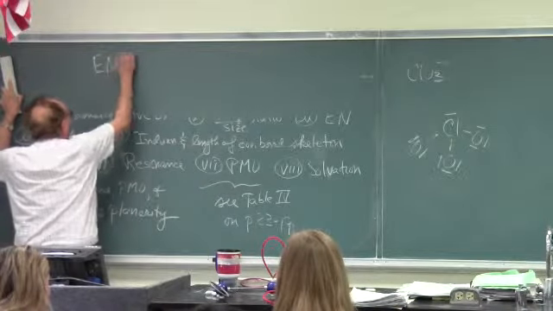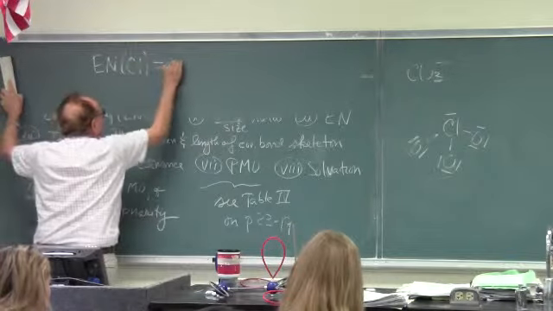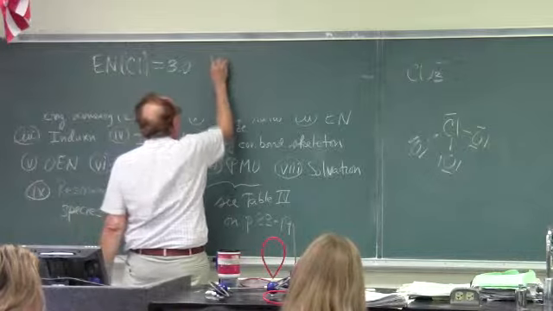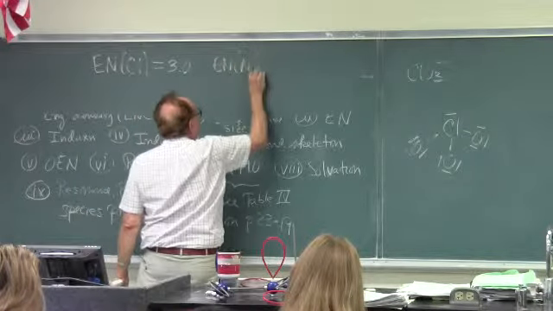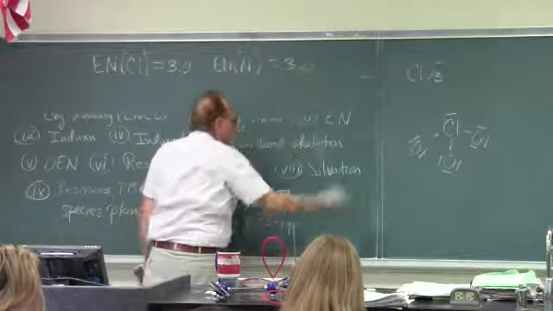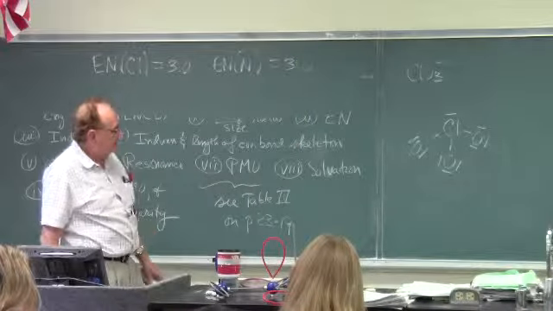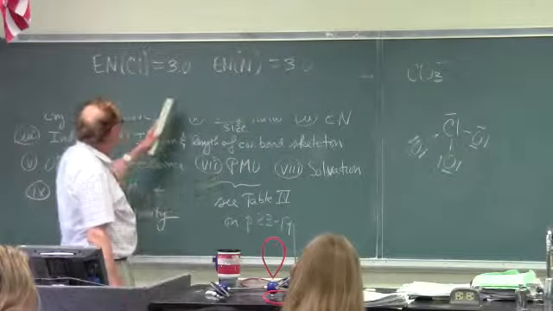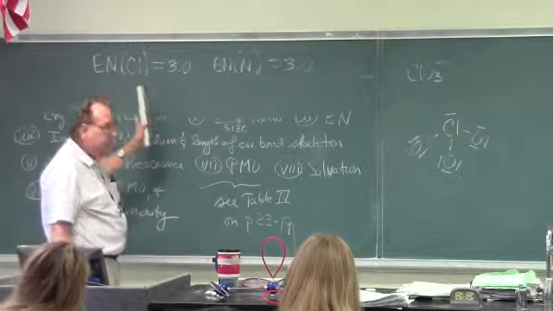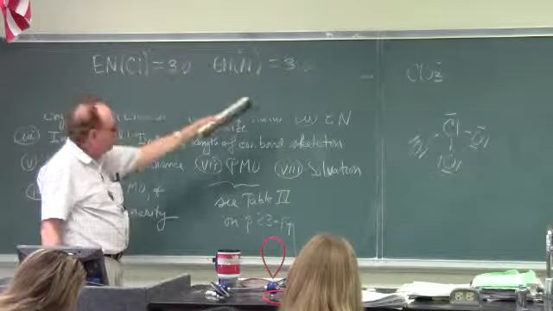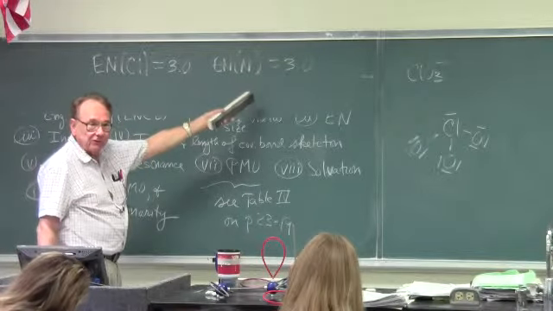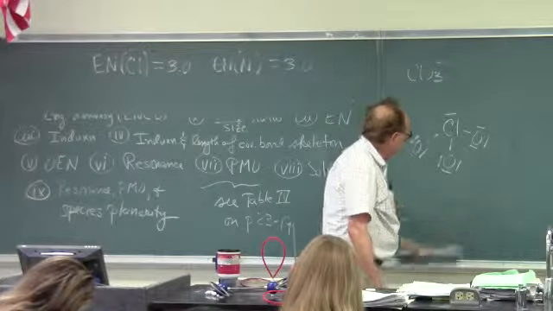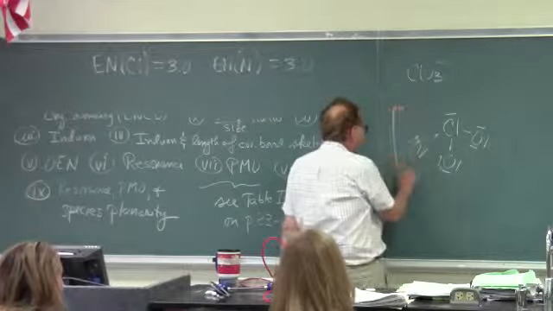EN, I'm going to take the Pauling value. That's 3.0. Same. Again, some tables will give the electronegativity of chlorine as 3.1, somewhat, ever so slightly greater than that for nitrogen. Okay? Now look at these two bases as things presently stand.